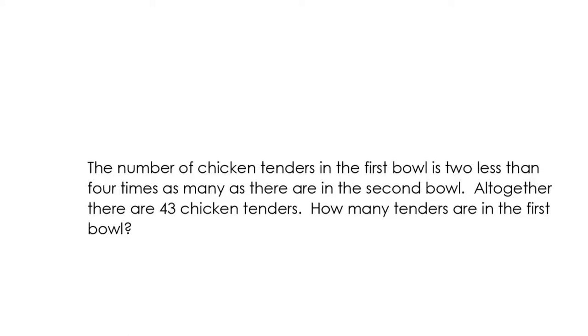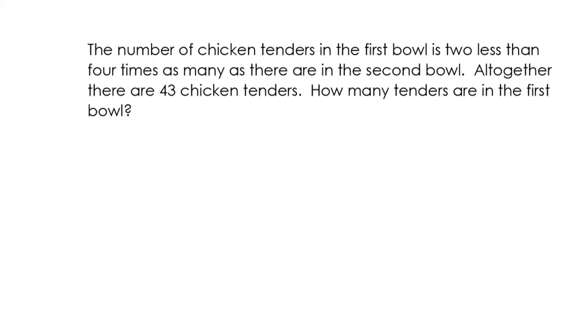Going on to our next question now. And this is a great time to pause the video and try the question on your own. We have the first bowl of chicken tenders and the second bowl of chicken tenders. The first is 2 less than 4 times as many as the second.